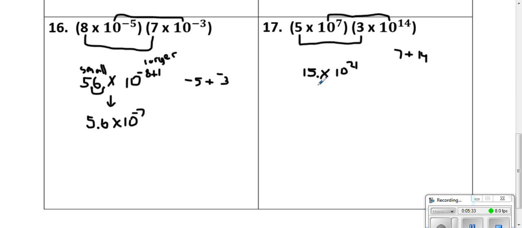The 15 has a decimal at the end of it. I'm going to move it over once, and I'm going to make it a 1.5. All right. So I'm going to put an S for smaller. I made that smaller. Since I made this side smaller, I have to make this side larger. And I only moved the decimal over once. So that means I'm going to make this larger by 1. And 21 plus 1 is 22. And that is basically it for that side. That's number 17.